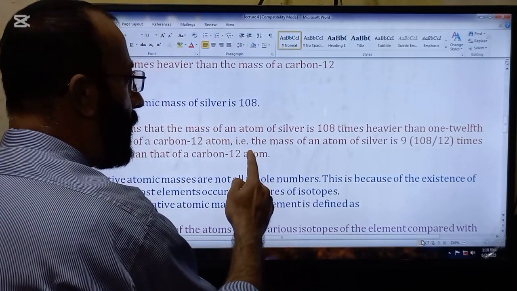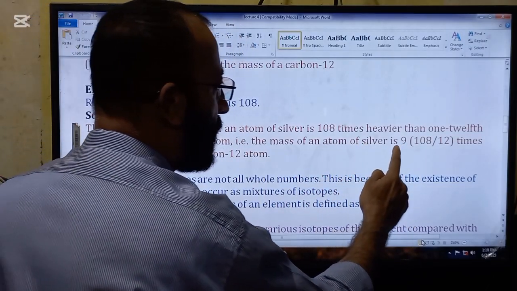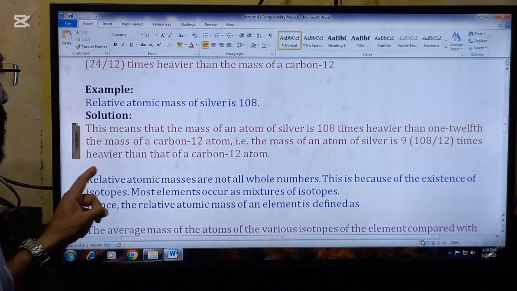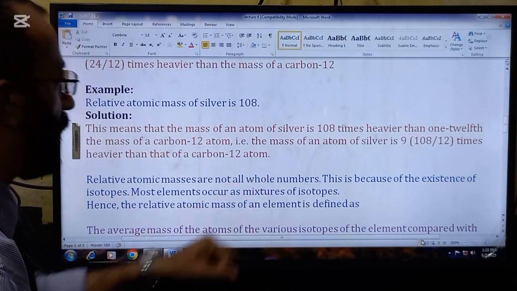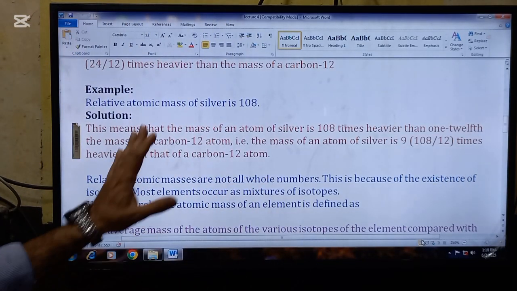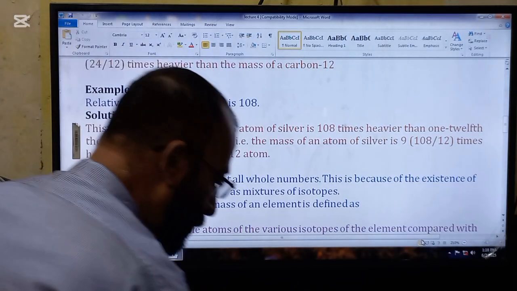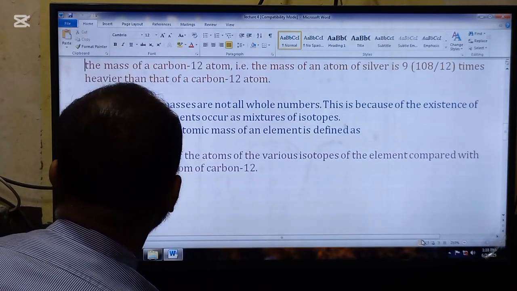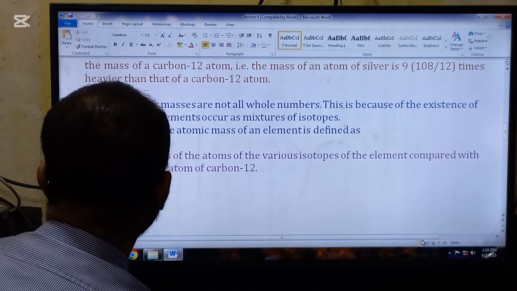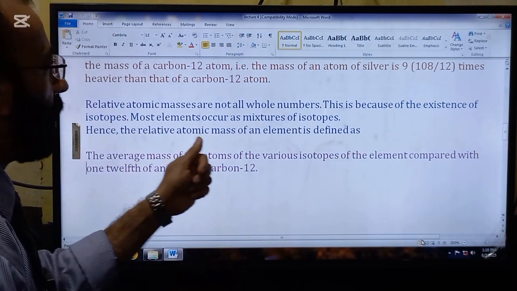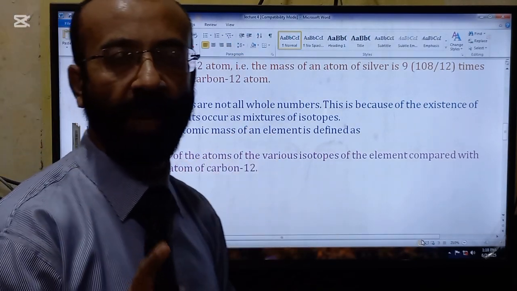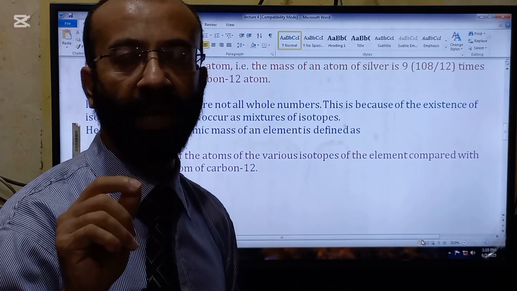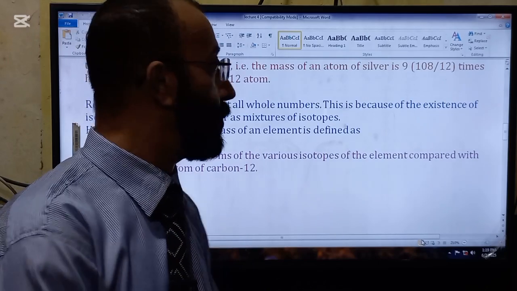So you will write, the mass of an atom of silver is 9 times heavier than that of the carbon 12 atoms. So this is the line which you have to learn. Relative atomic masses are not all whole numbers. So remember, sometimes the answer will come in decimal numbers also.